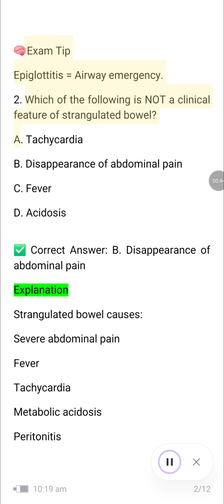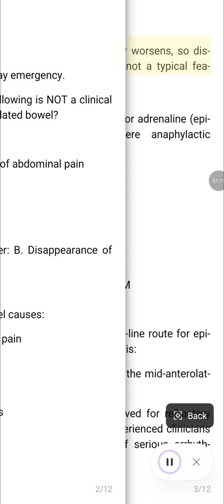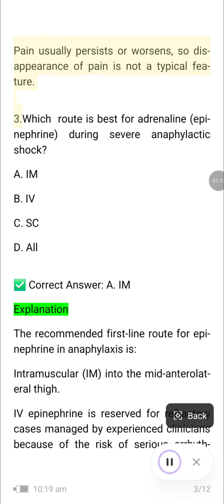Which of the following is not a clinical feature of strangulated bowel? A. Tachycardia. B. Disappearance of abdominal pain. C. Fever. D. Acidosis. Check mark correct answer. B. Disappearance of abdominal pain. Explanation. Strangulated bowel causes severe abdominal pain, fever, tachycardia, metabolic acidosis, peritonitis. Pain usually persists or worsens, so disappearance of pain is not a typical feature.